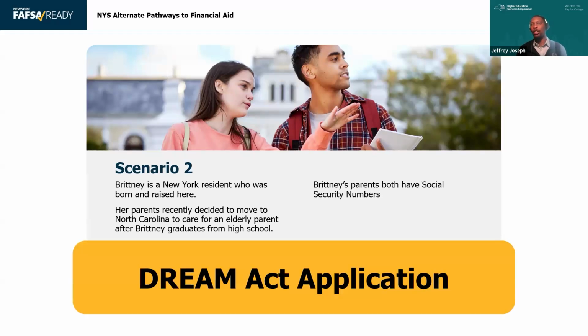All right. The DREAM Act is applicable to Brittany. Brittany's also eligible for FAFSA, right? So she meets the citizen requirements for FAFSA, so she can fill out the FAFSA. And for New York State aid, she can fill out the DREAM Act, right? She meets the citizenship requirements and she would have graduated from high school in New York State. So she meets the DREAM Act requirements for education. So she's ready to go there.